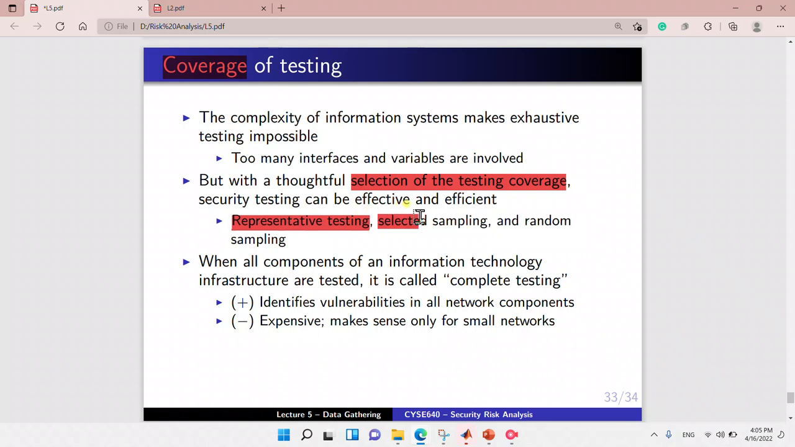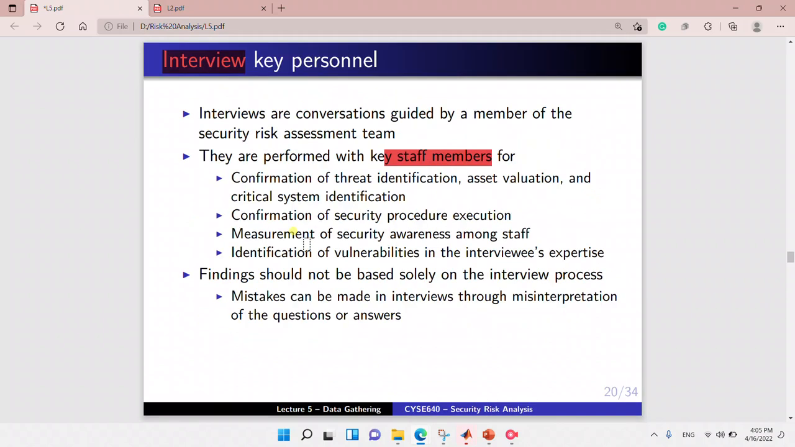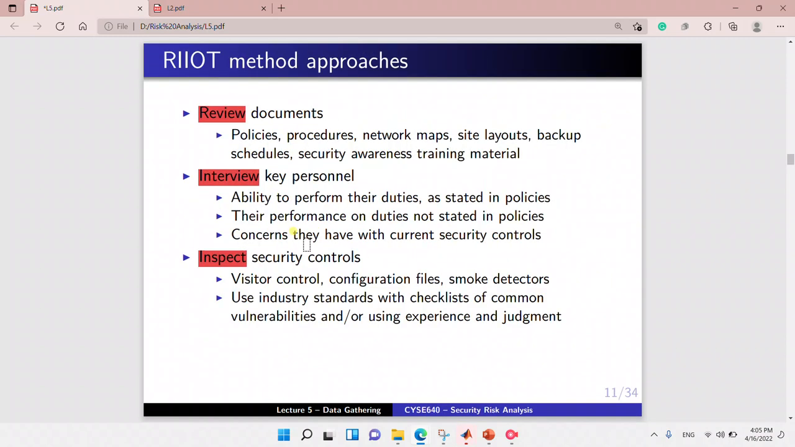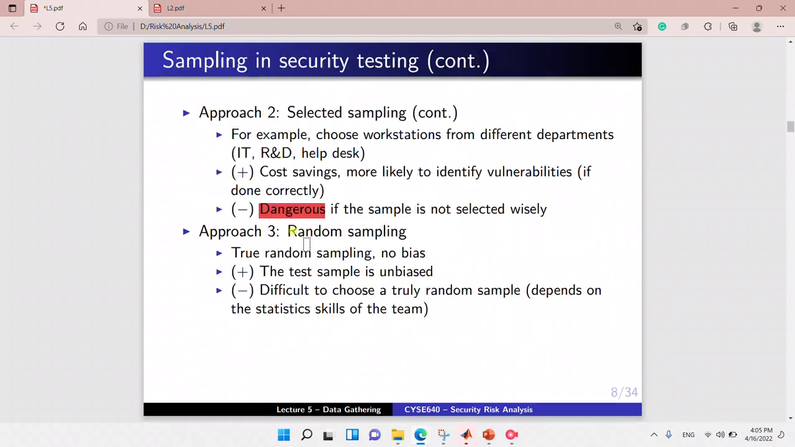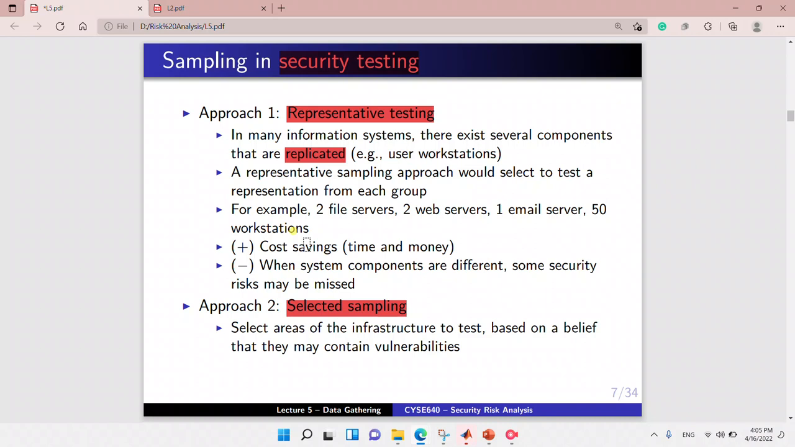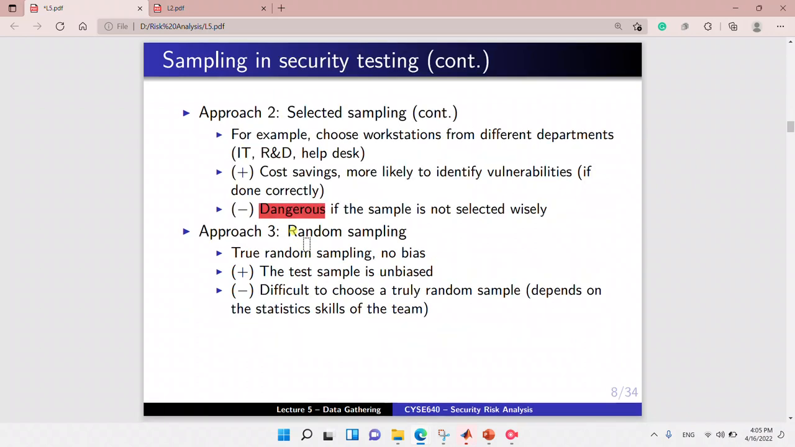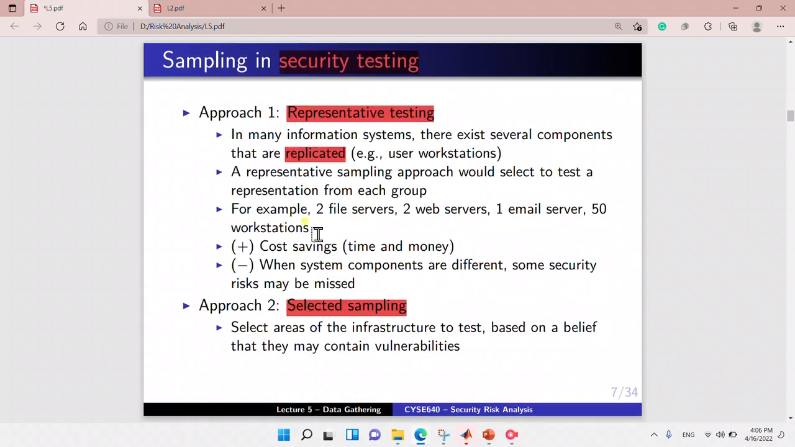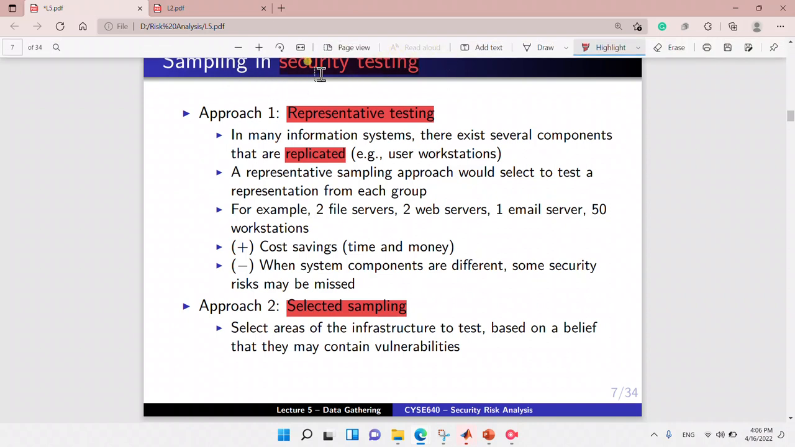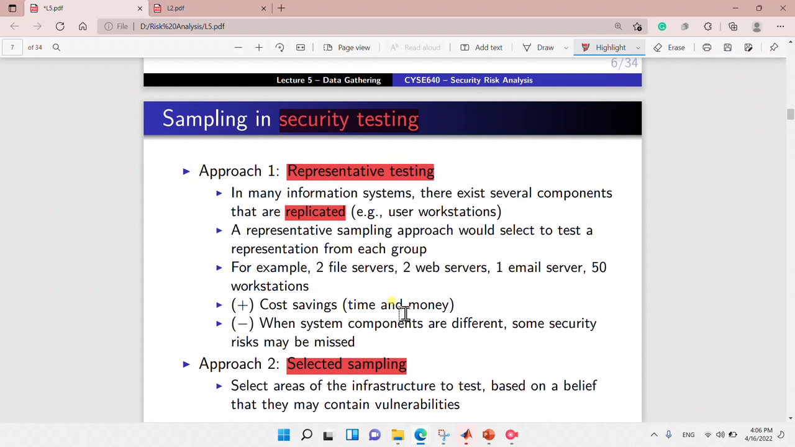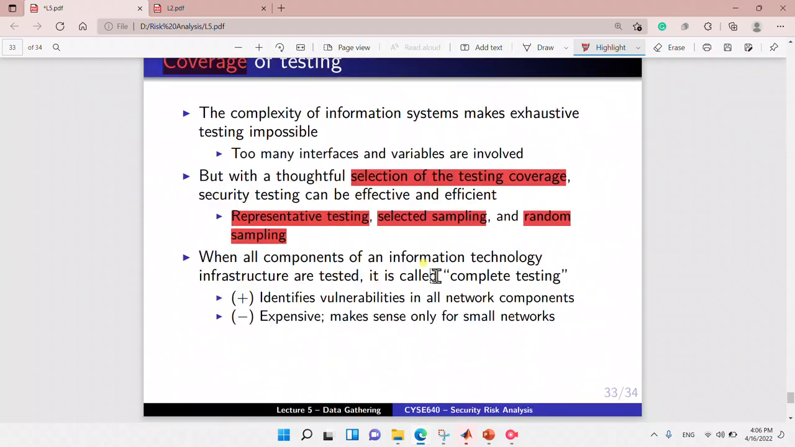هاي أخذناهم من أول صح؟ Representative testing, selected sampling, and random sampling. خلينا نشوف. هي representative testing, selected sampling and random sampling. هذول ال three approaches are high in security testing, alright, so هذه sampling approaches for security testing.